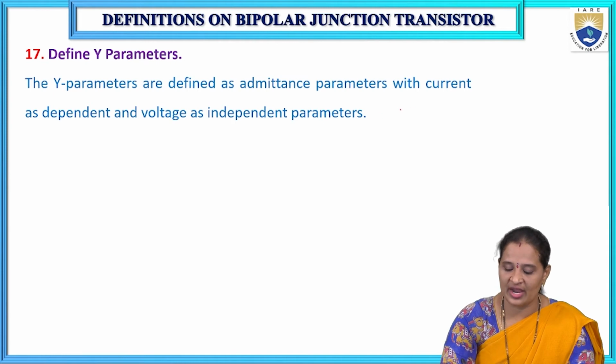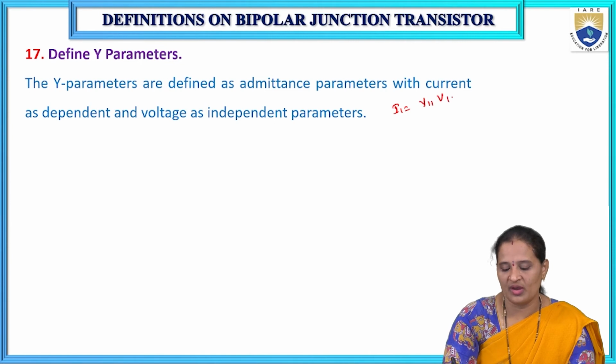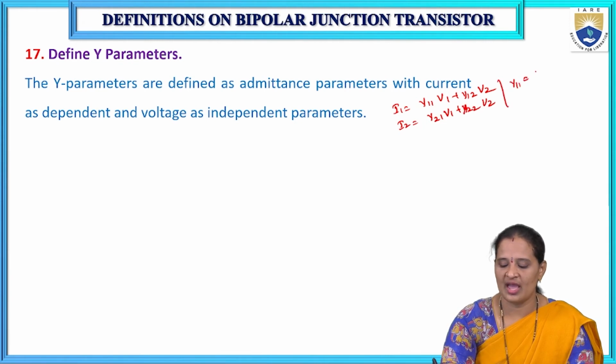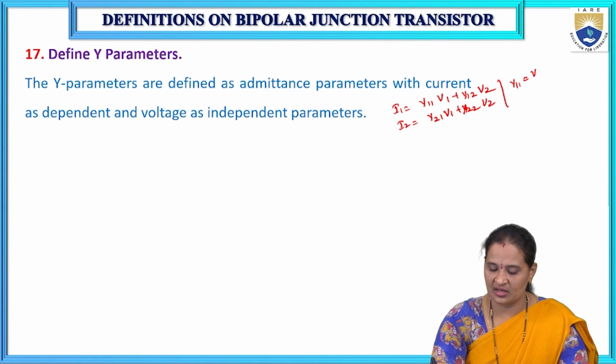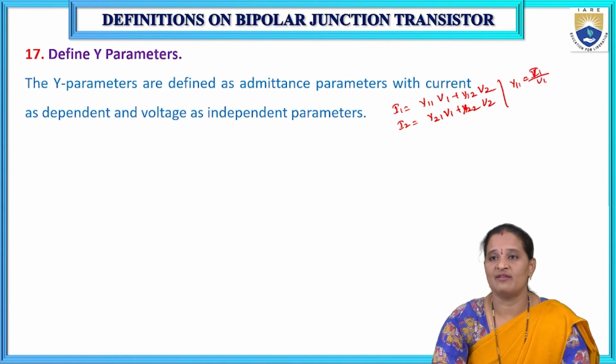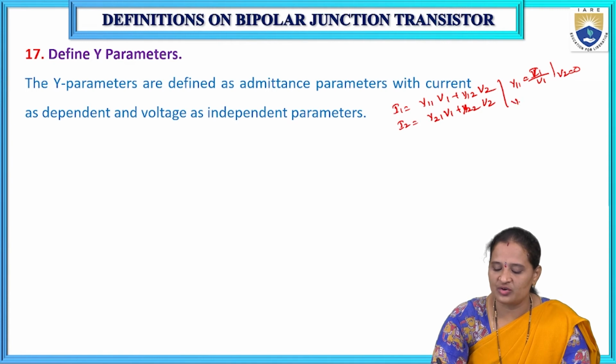So that means I can write the current I1 is equal to Y11 into V1 plus Y12 into V2. Similarly, I2 can also be written as Y21 into V1 plus Y22 into V2. So we can write Y11 as I1 by V1, and this can be calculated by taking V2 equal to 0, and Y21 is also calculated as I2 by V1, where V2 is equal to 0.